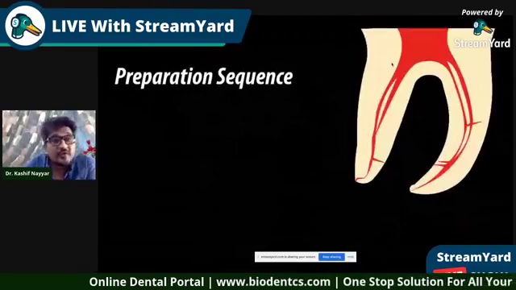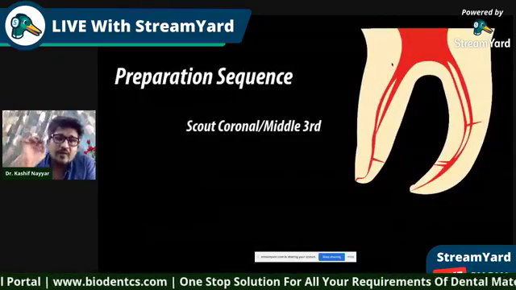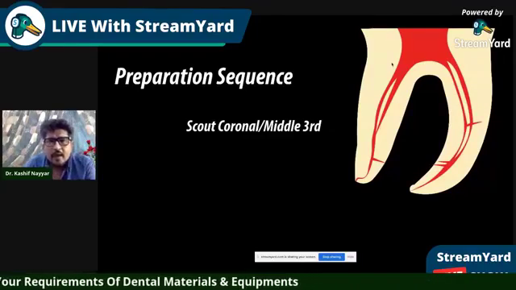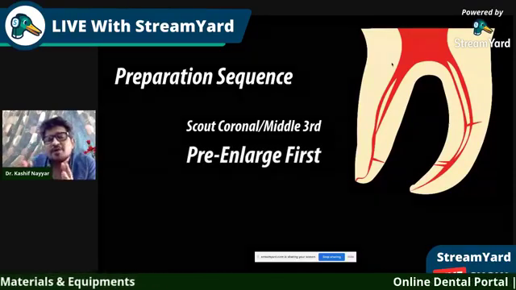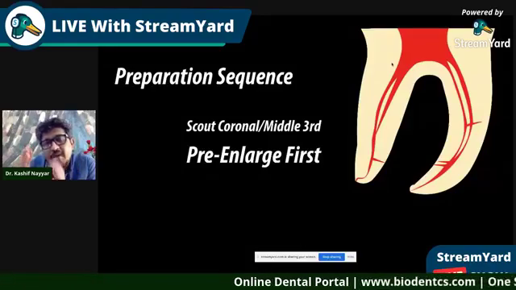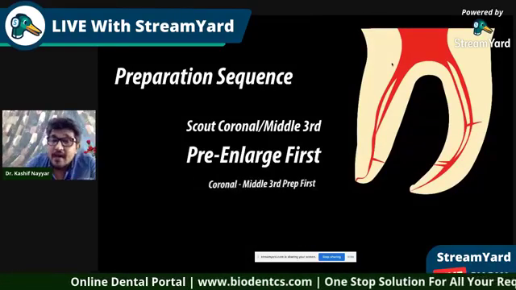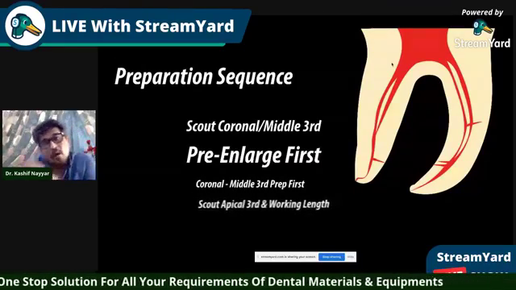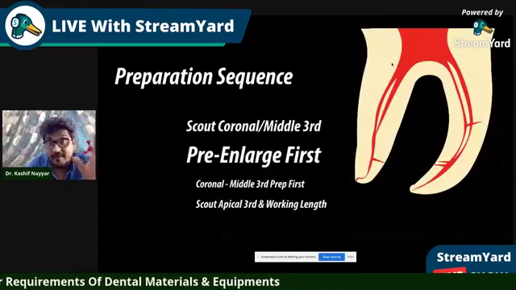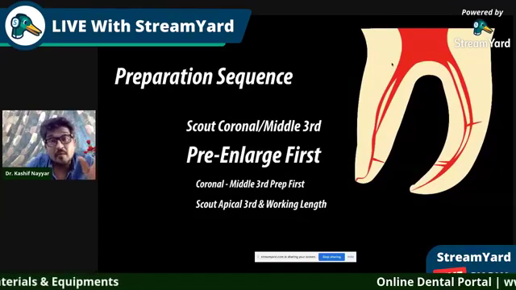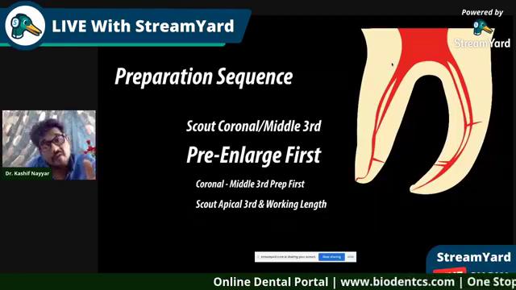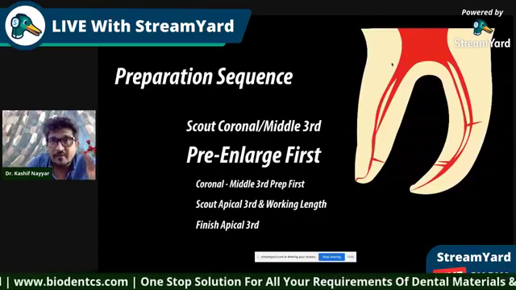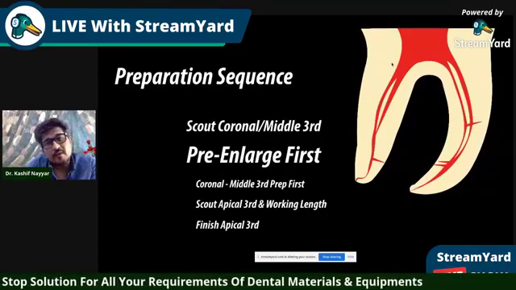So what should be the preparation sequence? We have to scout until the coronal and middle third. Don't go to the apex. No, not now. We have to pre-enlarge the pulp chamber and the coronal and middle area first. And then we have to prepare the coronal and middle first, followed by scouting, to make sure if there is any variation in the anatomy, because most of the variations occur in the apical third. And after making sure that there is nothing and establishing the glide path, we can finish the apical third.